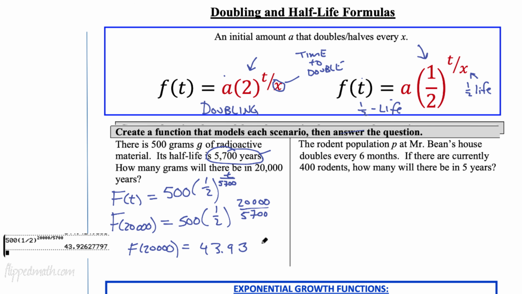No, not years. Grams. Right, because we're figuring out how many grams are going to be left. Goodness gracious. You got to answer the question they're giving you. How many grams will there be in 20,000 years? All right, why don't you try the next one? Pause the video, do the next one by yourself.